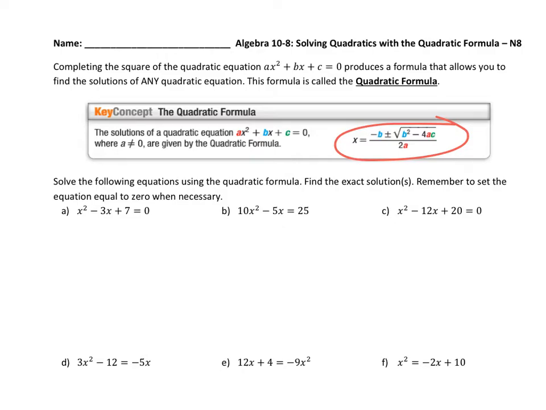Solve the following equations using the quadratic formula. Find the exact solutions. Remember to set the equation equal to 0 when necessary. Here's the key, exact solutions. So there will be some instances where we will have radicals in our answer, and that's okay. All right, let's try letter C.